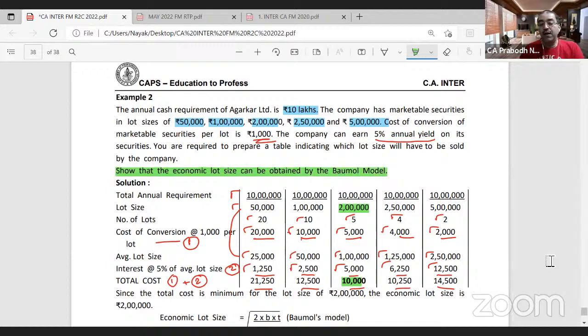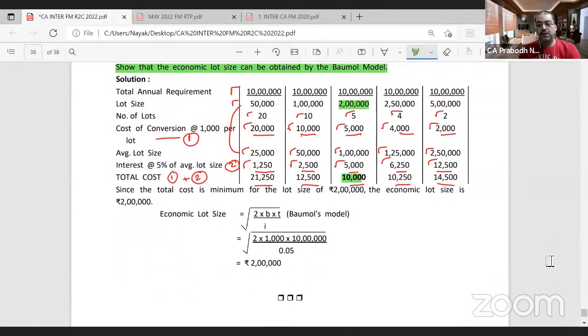Now they have said show that the economic lot size can also be obtained by Baumol's law. That means if I put all these figures in the formula, I will get the same answer, that the economic lot size is 2 lakhs. Let us see. Square root of 2 into B into D divided by the rate of interest, where B is your conversion cost and D is your total annual cash required. So 2 into 1,000 into 10 lakhs divided by 5%. When you take the square root of this, you will get 2 lakhs. Check on the calculator. Are you getting 2 lakhs?